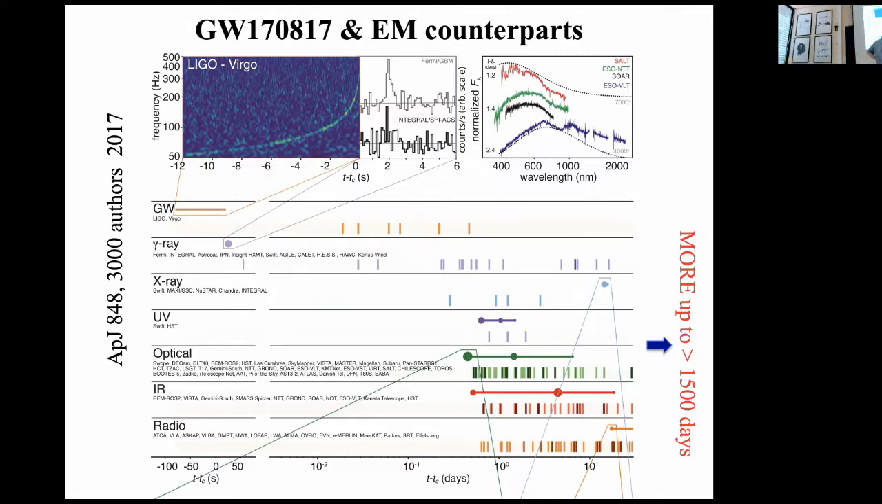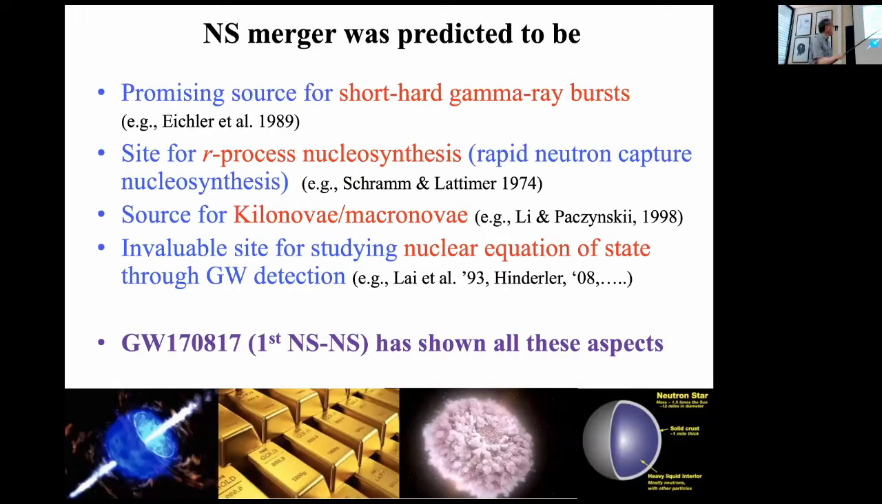Also, observation of the electromagnetic signals in the optical and infrared band shows that this neutron star merger is the source for the kilonova. And this kind of observation is still continuing, in particular in the X-ray band and the radio band. So anyway, in this event, all these aspects were studied, and in a sense, all these aspects were confirmed by this event.